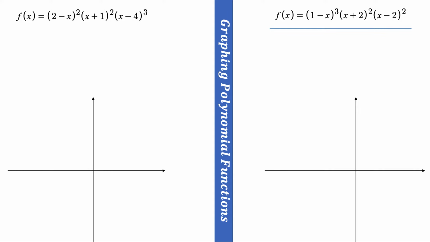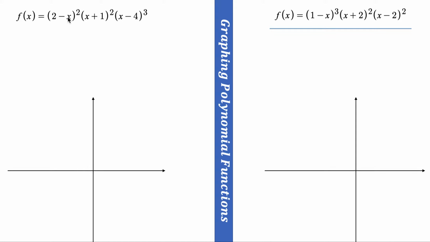Graphing polynomial functions with odd degree. So we have a polynomial function here. F of x is equal to (2 minus x) squared, (x plus 1) squared, (x minus 4) cubed. We are looking first of all for the leading coefficient. In this first binomial we have a minus x.